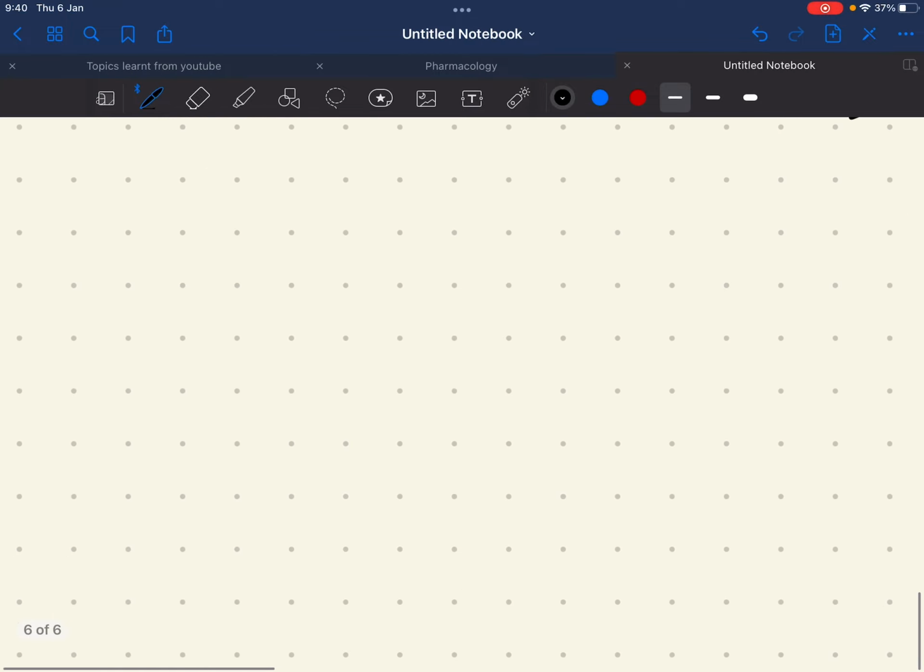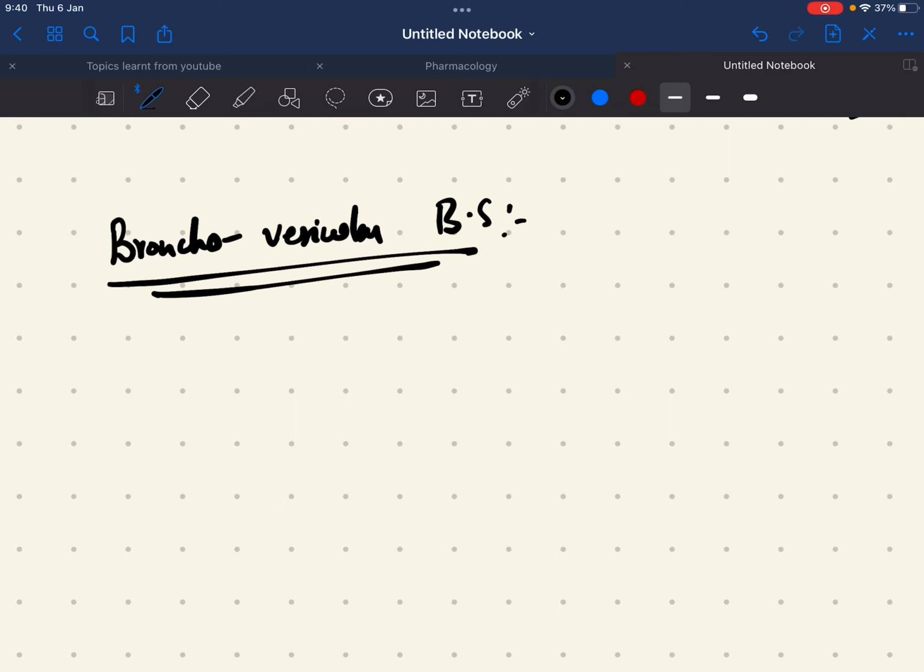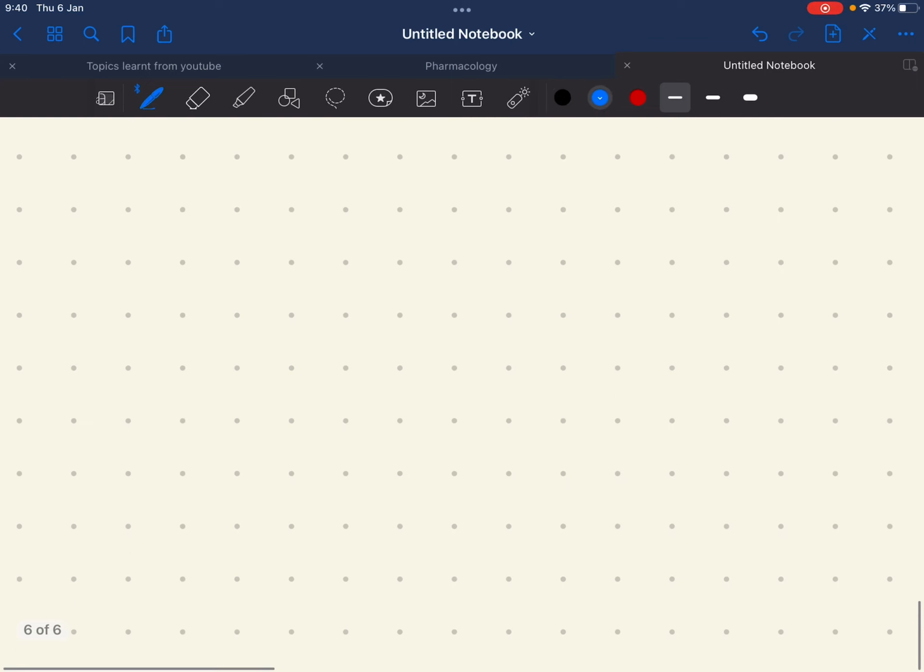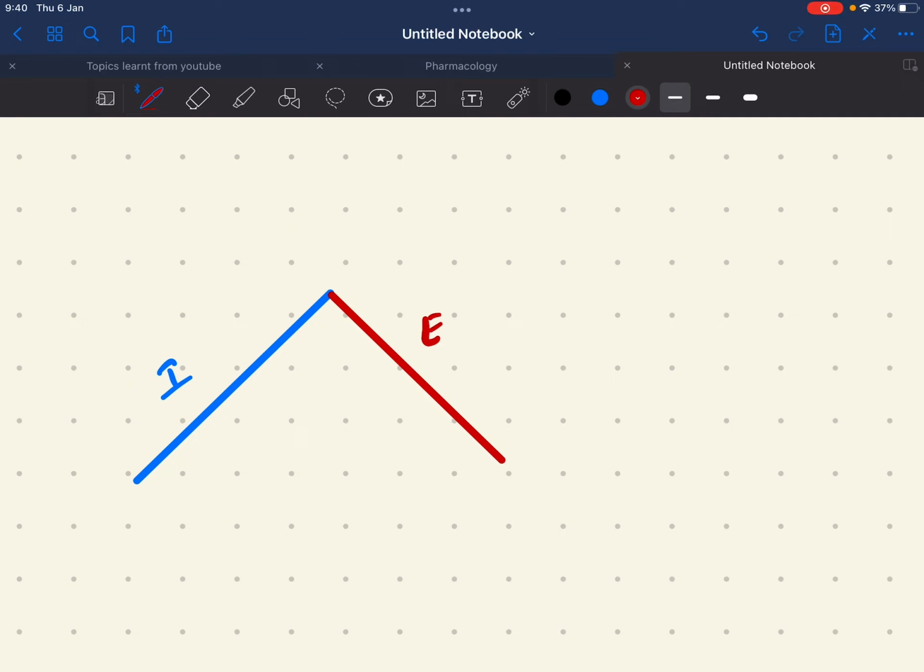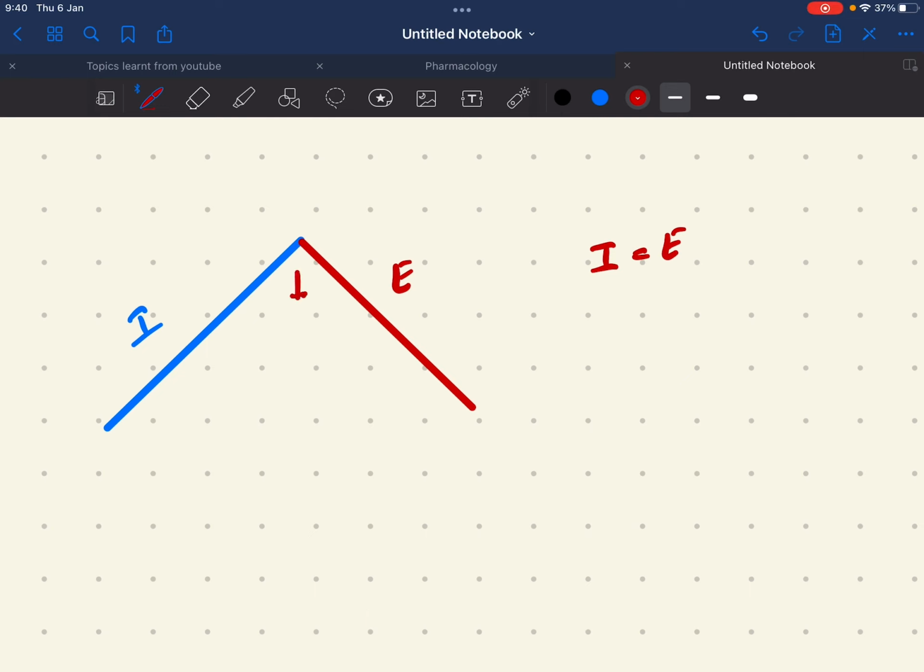So next we are going to talk about your broncho-vesicular breath sounds. So again we have to draw the basic diagram here. So this is your inspiration curve and here is your expiration. So by basically seeing the diagram we can say only one thing. So this is your inspiration and this is your expiration. So as you can see, the inspiration is equal to your expiration, and not only that, there is no gap.